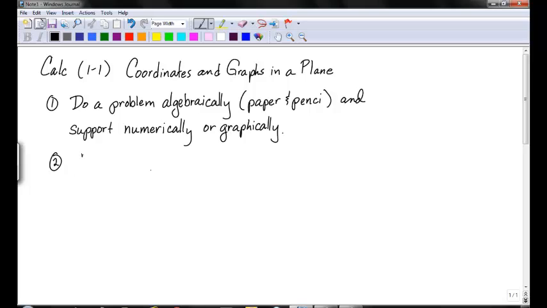Okay? They might ask you to do a problem graphically and then confirm it algebraically. So just reverse the order. So do it on your calculator or do it on graph paper and then confirm it algebraically.